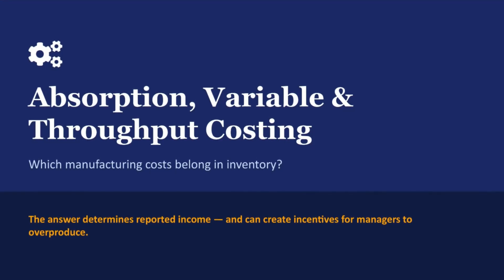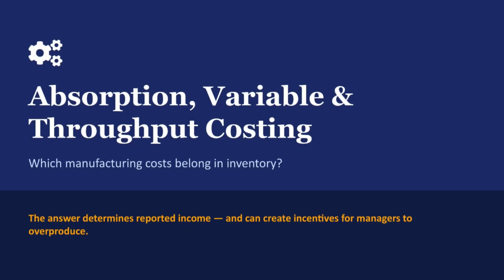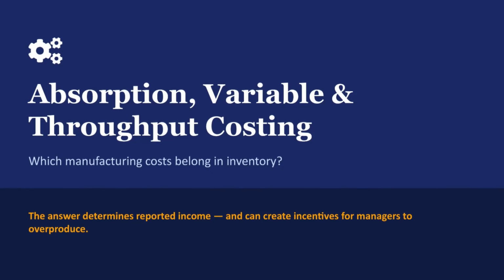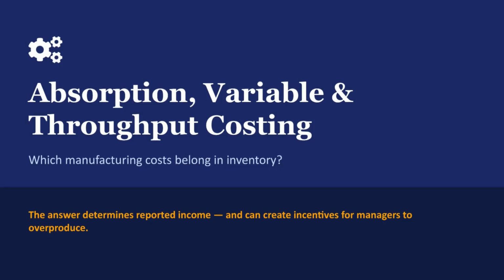Notice the clear layout, with an icon of interlocking gears, bold headline, and a highlighted statement warning that the answer influences reported income and managerial behavior. It challenges you to consider how cost allocation affects production decisions and financial outcomes. Explore cost impacts on overall business strategy now.